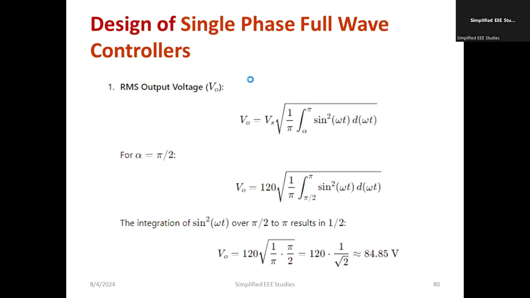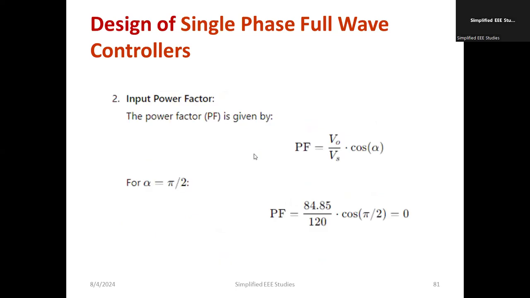So based on the theoretical calculation, I can calculate the RMS output voltage using this formula. By substituting the delay angle alpha equal to pi by 2, I am able to get V naught equal to 84.85. This is the first part. You may use a different formula as well; there is no need to worry. Ultimately, I am getting 84.85 volt. That is the RMS output voltage.